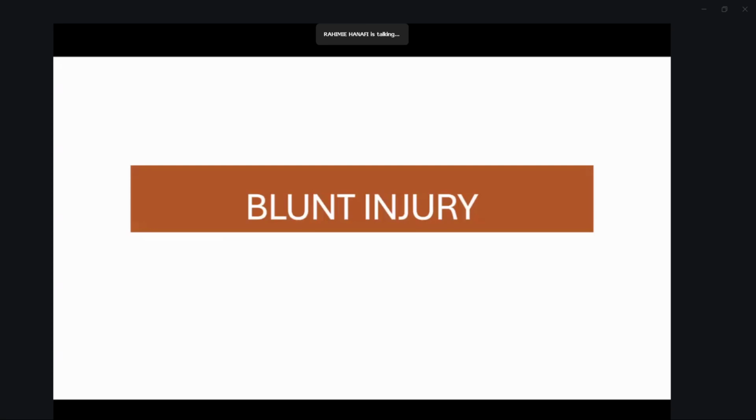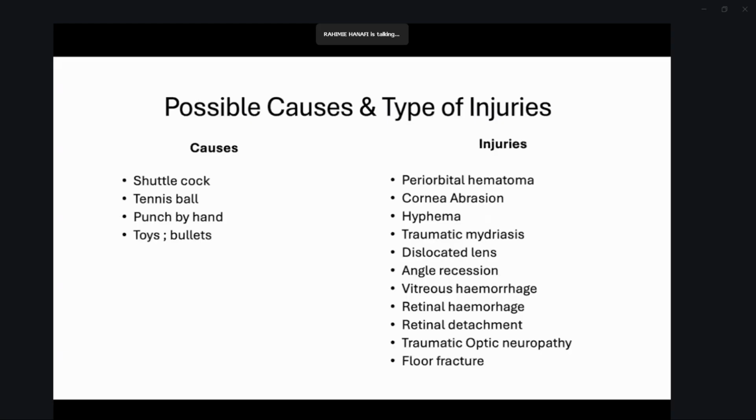Now I go to each type of injury. The first one is the blunt injury. Examples of blunt injury, common from sports, are being hit by a shuttlecock or a tennis ball, or a punch by the hands, and sometimes games and toys, for example gun bullets.